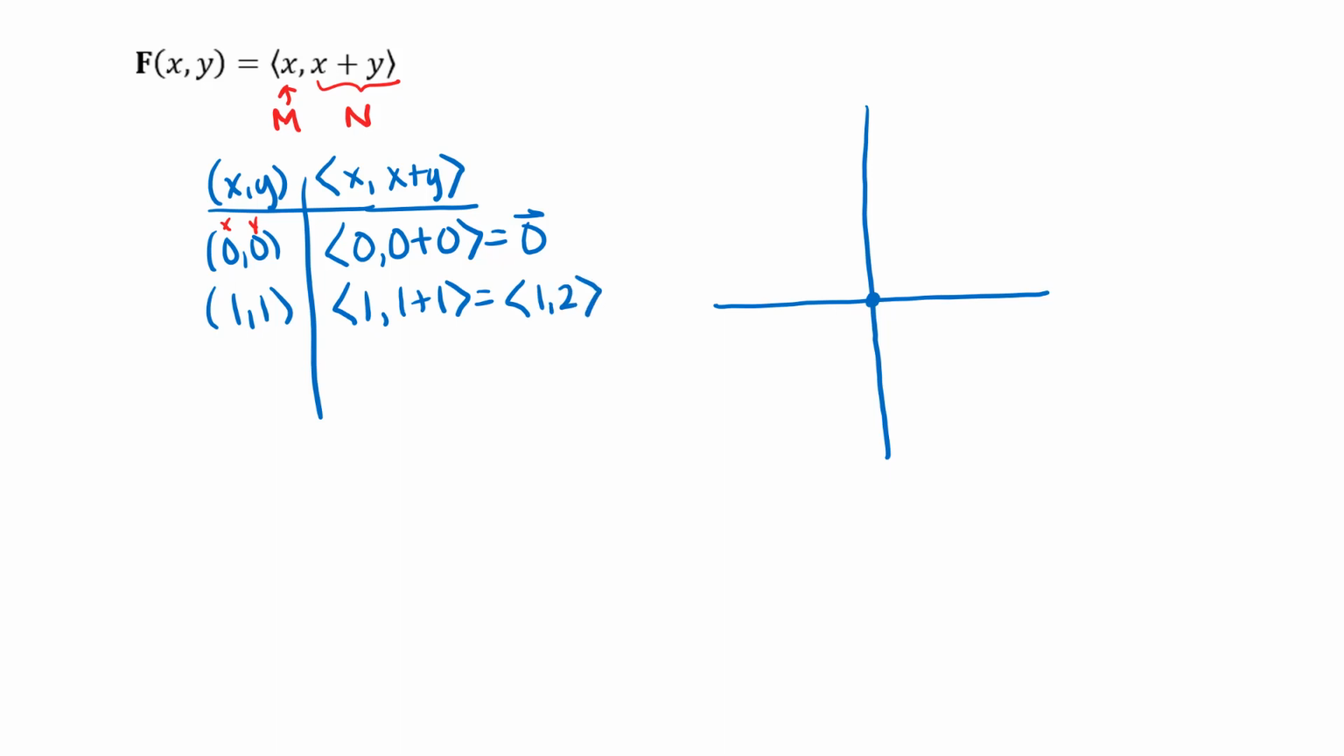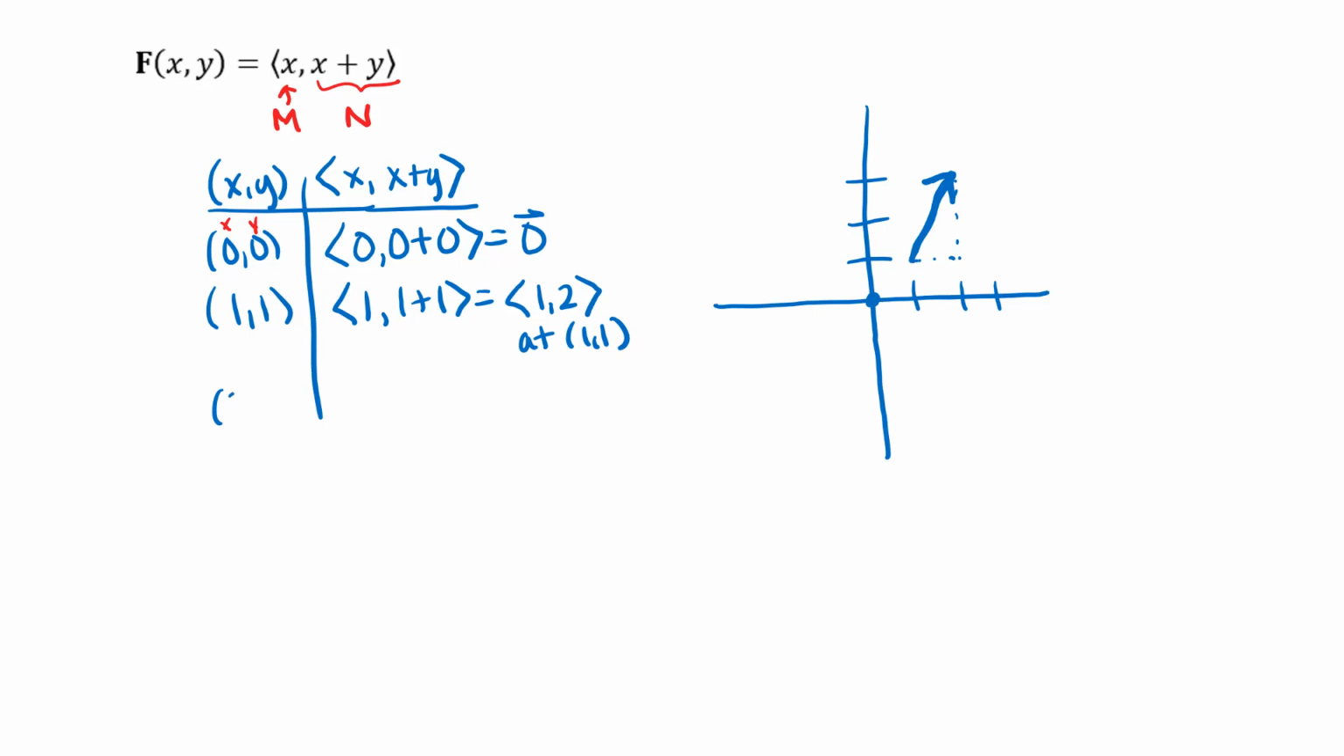And that vector is associated with a specific point. So I want to go over here to the point (1, 1), and from the point (1, 1), I would go over 1 unit and up 2 units. 1 unit in the horizontal direction and 2 units in the vertical direction. And so there's my vector F of (1, 1). And so I draw that with its tail at (1, 1) because this vector is associated with the point (1, 1). So I put its tail at the point (1, 1).